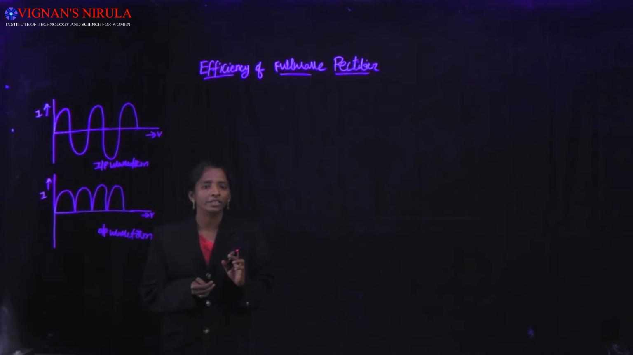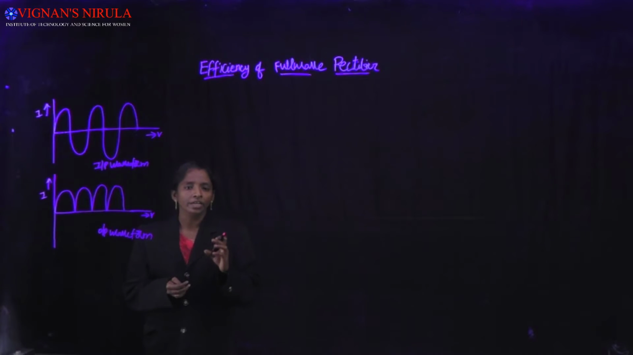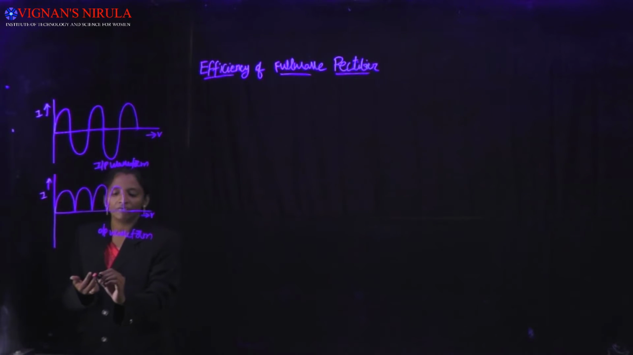We know that the efficiency of a rectifier is the ratio of DC output power to AC input power, because at the input side we have AC power and at the output side we have DC power. The function of the rectifier is to convert alternating current into pulsating DC. So at the output side we have DC power, at the input side we have AC power. Now write the equation for efficiency of the rectifier.